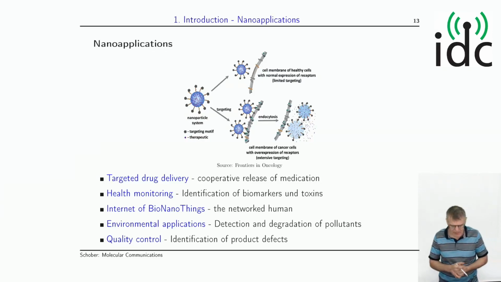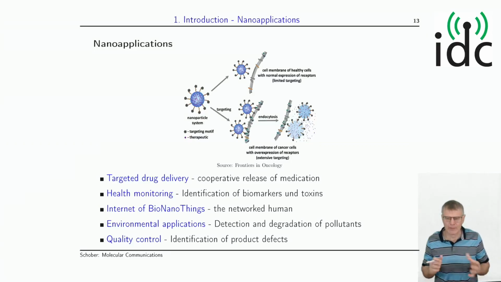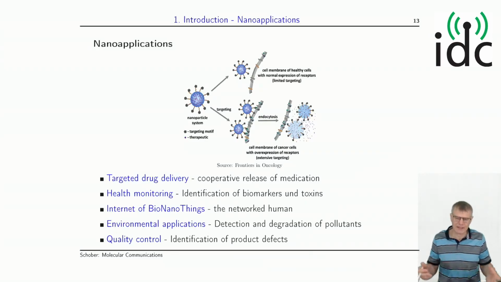Now let me say a few words about applications. The type of application that was originally envisioned for molecular communications were nano applications, where we use molecular communication in environments that are very small, where the conventional electromagnetic based communication cannot succeed. Examples for this are of course medical applications like targeted drug delivery, where drugs are released collaboratively, for example in the cardiovascular system, or for health monitoring, where biomarkers and toxins are sensed also inside the body, right?